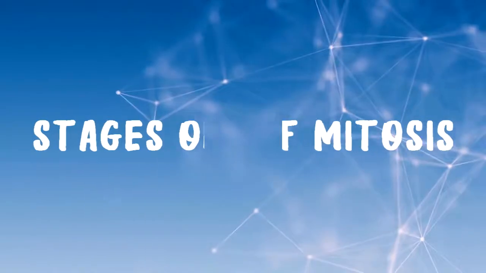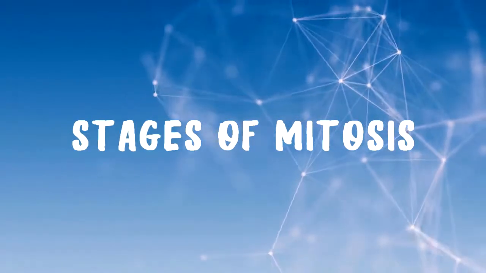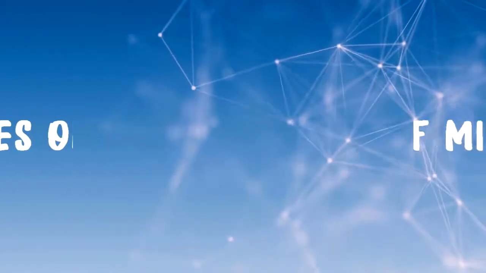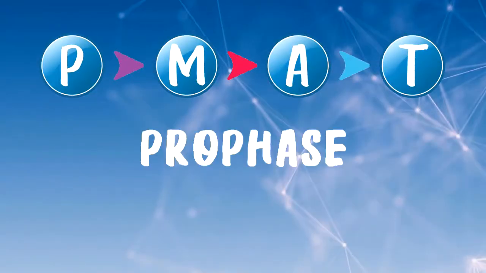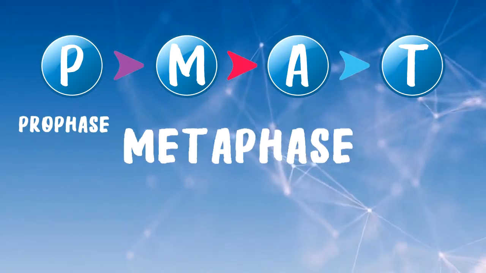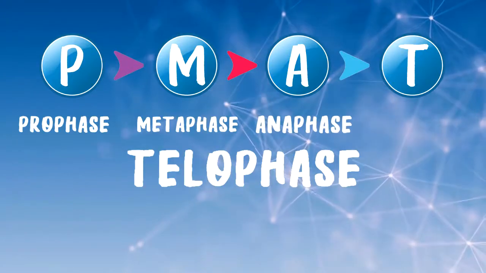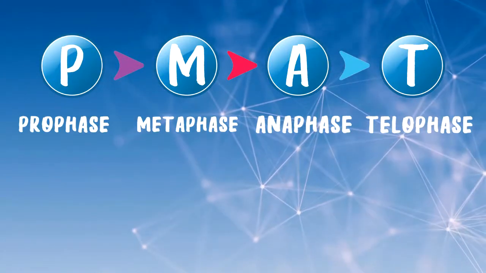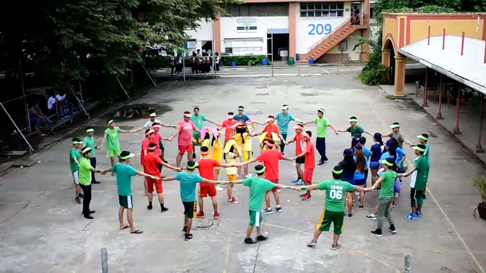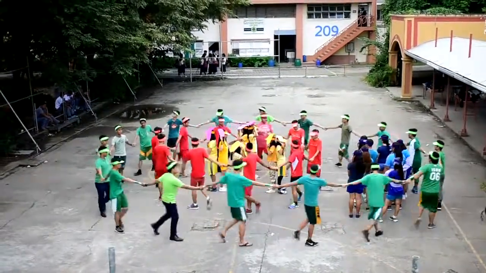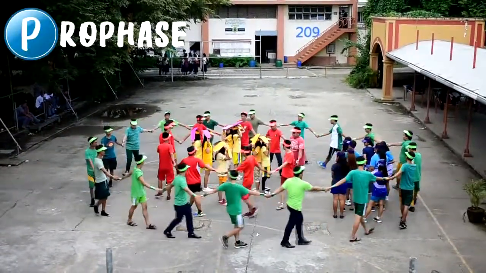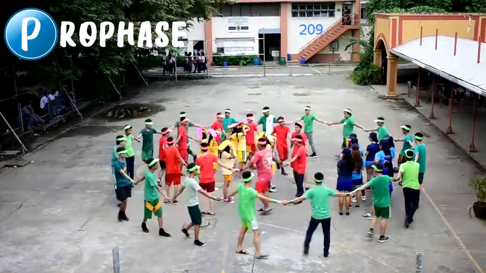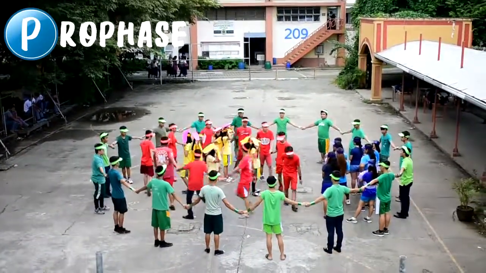And now, let's get right into the stages of mitosis, which include the following: prophase, metaphase, anaphase, and telophase. Mitosis begins with prophase. In this stage, the chromosomes condense and thicken. The nucleus will then disassemble.